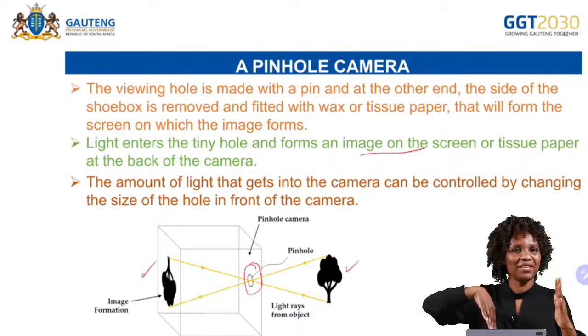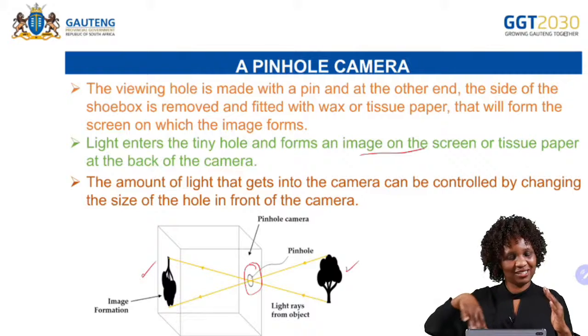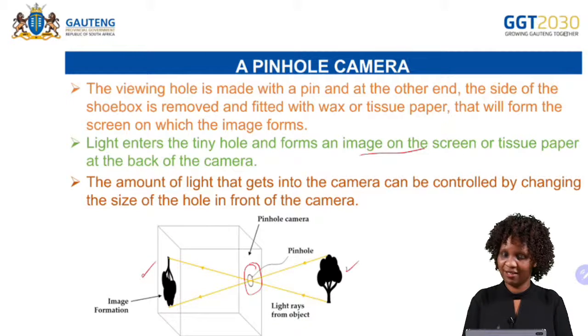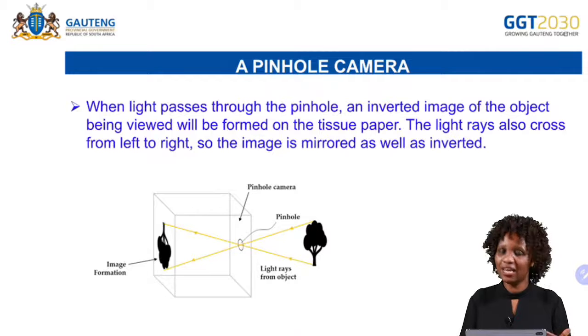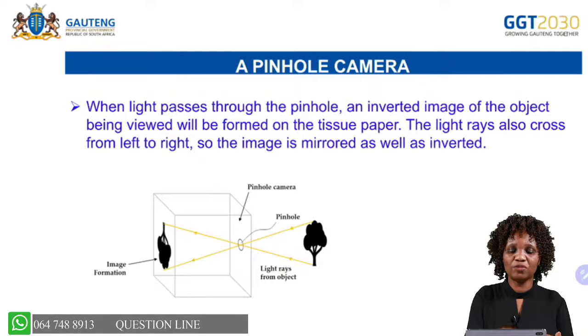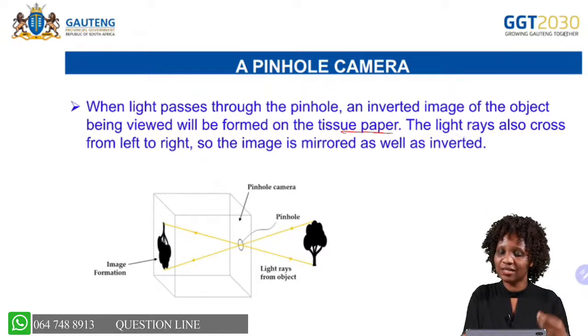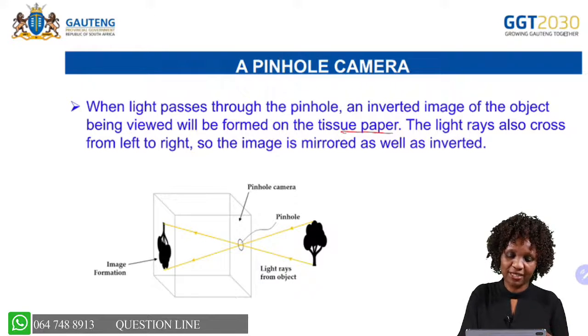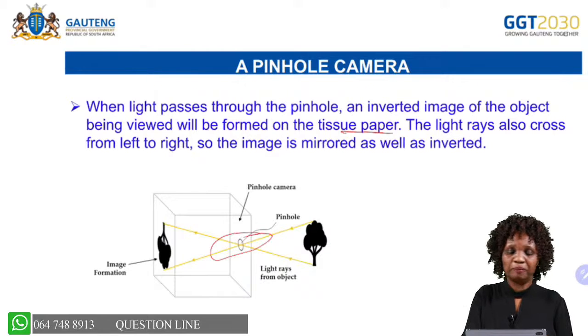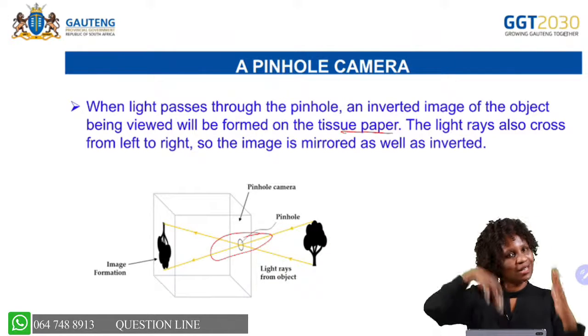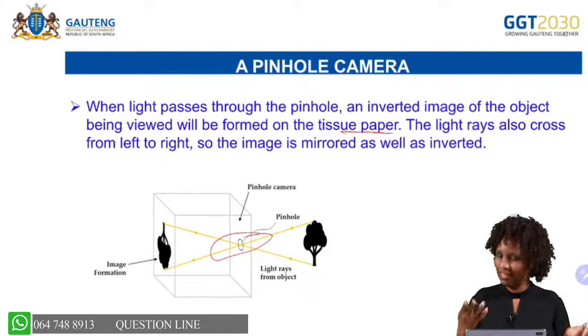That is a mirror image. It is inverted. You get that? And this proceeds, grade 8. When light passes through the pinhole, an inverted image of the object being viewed will be formed on the screen. That is a tissue paper that we have put. And then the light rays also cross from left to right. Okay, so the image is mirrored as well as inverted. When it is upside down, it will be mirrored or inverted.